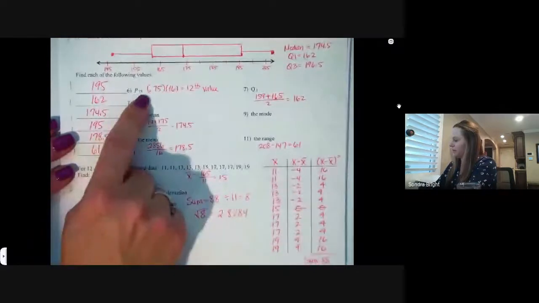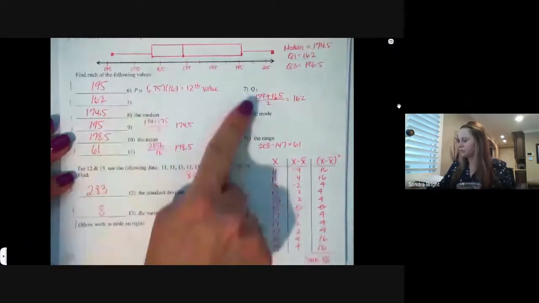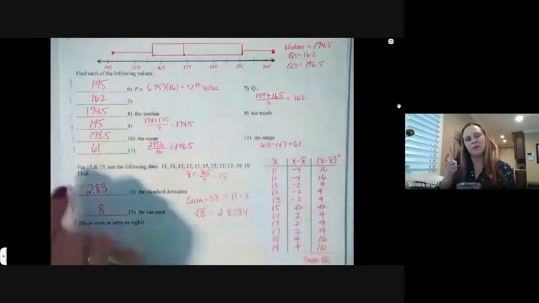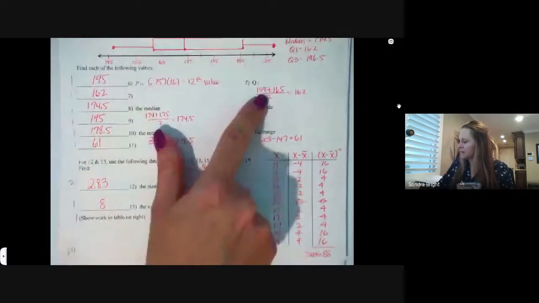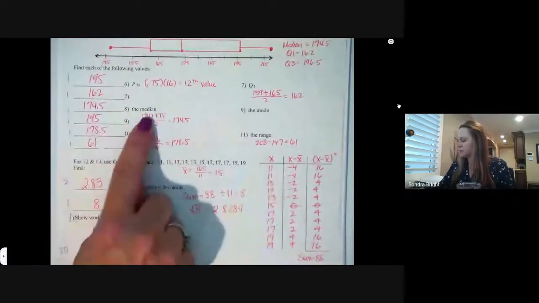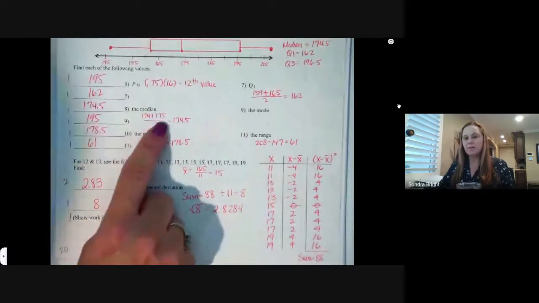Q1, we figured out, I showed you just above where it was. It landed right in between 159 and 165, so add them up and divide by 2. The median landed between 174 and 175, so it was 174.5. The mode, which one occurred the most? 195 happened 3 times. So that was your mode.